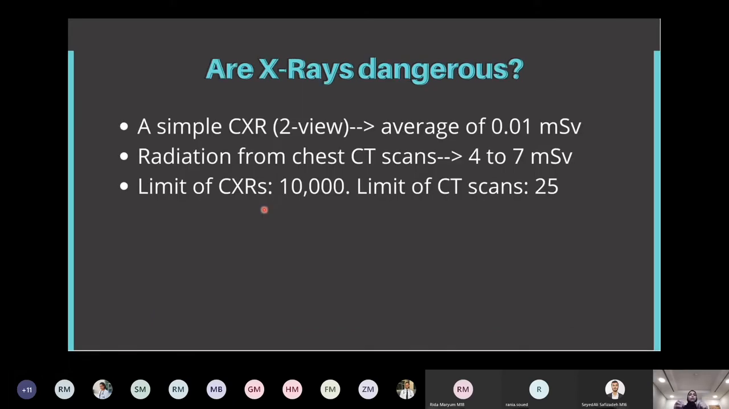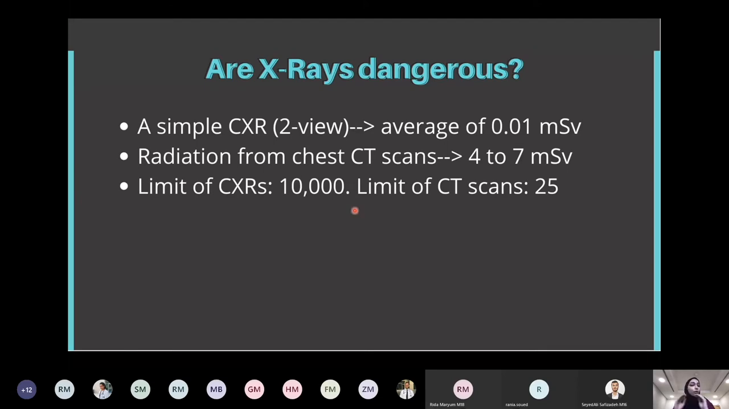Now, this is a very important question. Many people are worried about whether chest x-rays are dangerous or not. We talked about this briefly. A two-view chest x-ray would have an average of 0.001 millisieverts. Compare that to a CT scan that has 4 to 7 millisieverts. And according to the American College of Radiology, you need to limit your chest x-rays as a person.